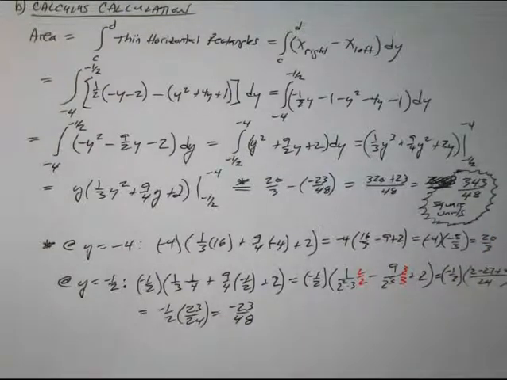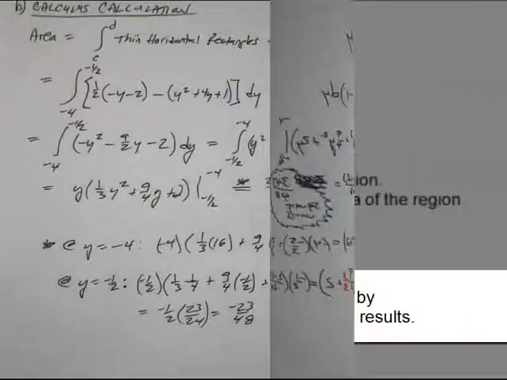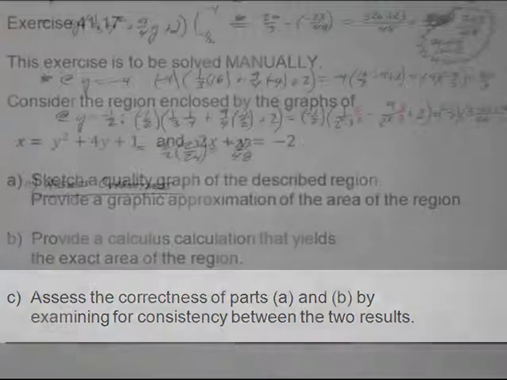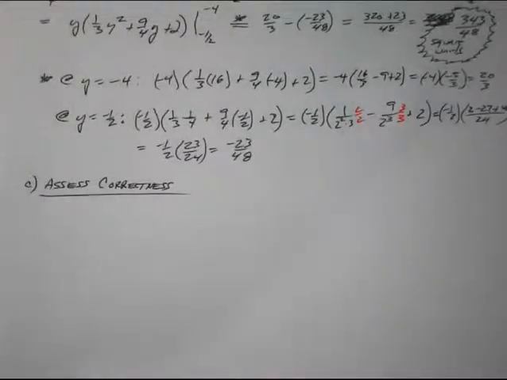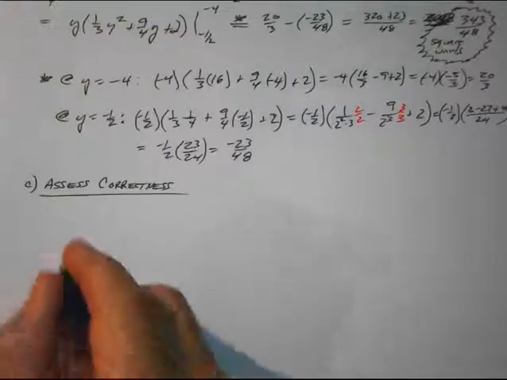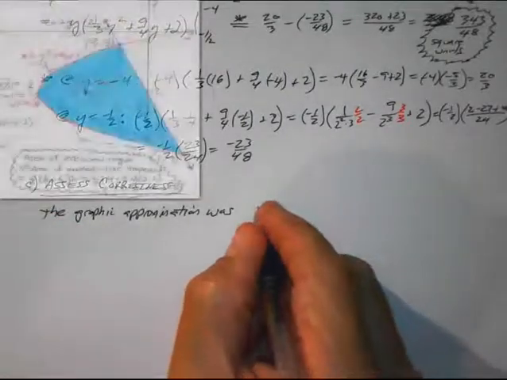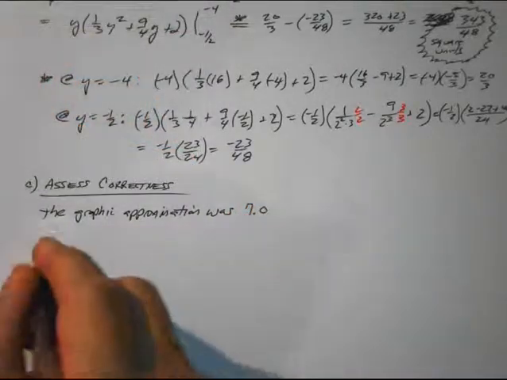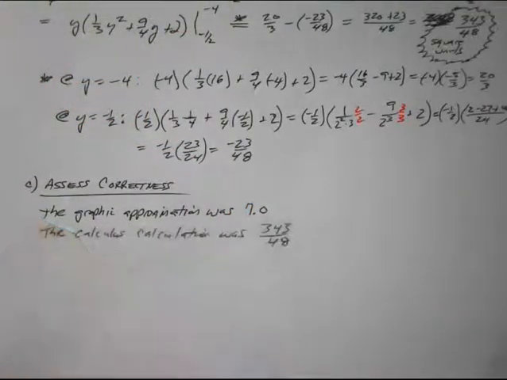Alright, well, let's see what we think about that. Surely need to assess the correctness here. Part C. Assess the correctness of parts A and B by examining for consistency between the two results. Alright, let's do a side-by-side comparison of our graphic approximation and our calculus calculation. Looking back at that, that was 7.0 square units. Our calculus calculation. Okay, 343 divided by 48.